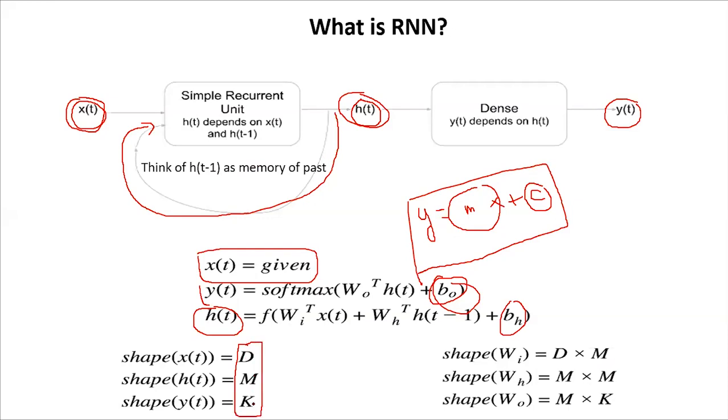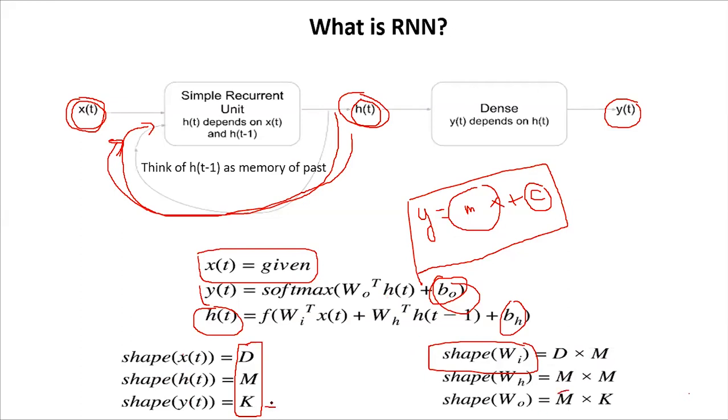So the shape of X_t is D; here X is the input, H is hidden, and Y is output. The weights are calculated as D into M, where D is the shape of X and M is the shape of the hidden layer. The shape of the hidden layer weights is M into M. Why M into M? Because you can see it goes back into itself. So if the dimension of the hidden layer is 15, it would be 15 into 15. We'll also cover this. And then there is M into K.